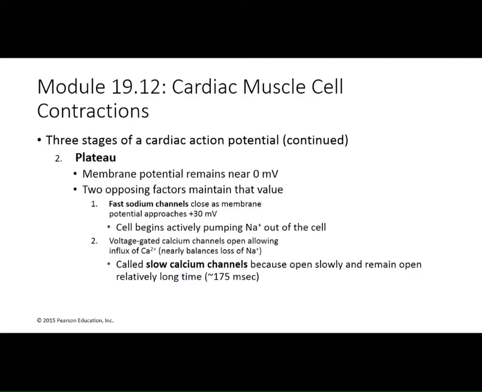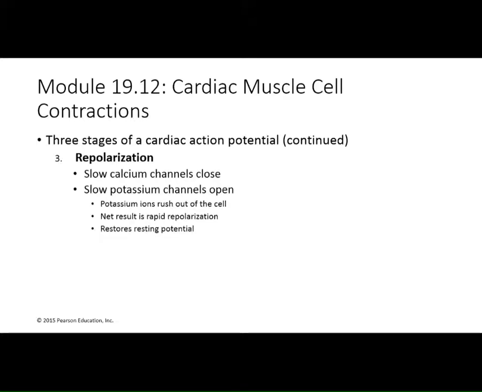But there are voltage-gated calcium channels that stay open. And this keeps that plateau up there. And these are called slow calcium channels because they're slow to close. They open slowly, they remain open for a long time. And that calcium, let's think about it, that calcium is positively charged, isn't it? So that keeps that membrane potential really high, and it allows for that long plateau that one sees.